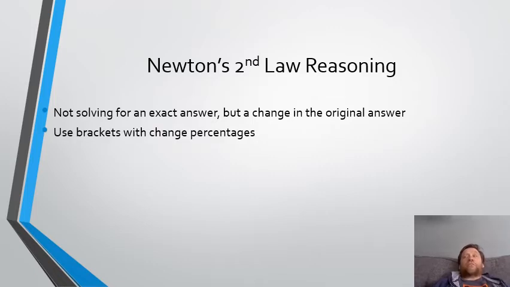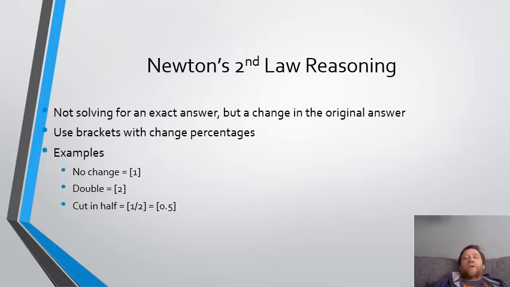So the way I do it, I use brackets with the change percentages in them. For example, if there's no change, you just put a 1, because 100% of anything is just itself. So I just put a 1 in the brackets. If I double it, I put 2 in the brackets. Or if I cut it in half, I put 1/2 in the brackets. Or you can put 0.5 if you remember that that's the number that goes with that percentage. But those are the ways we're going to convert. And then I'll show you how we're going to use it with a couple of examples.